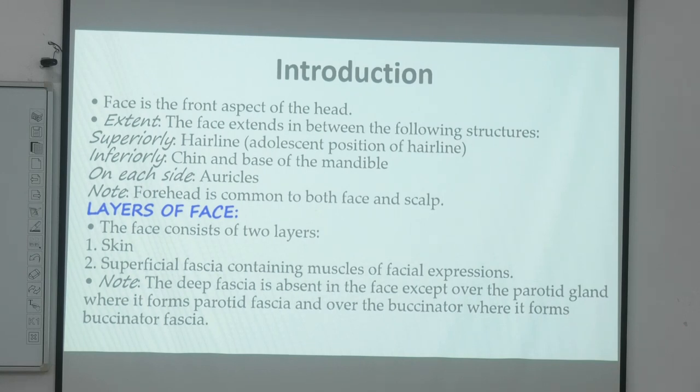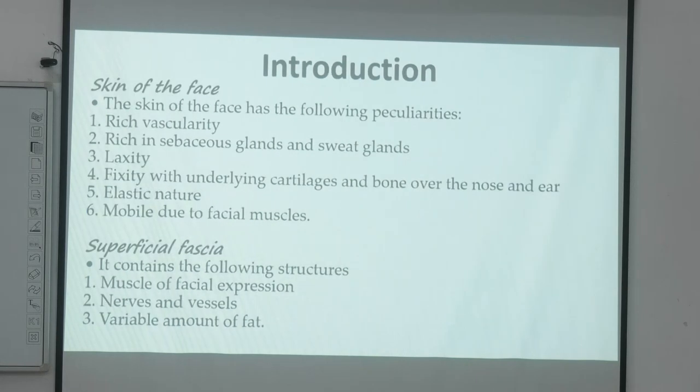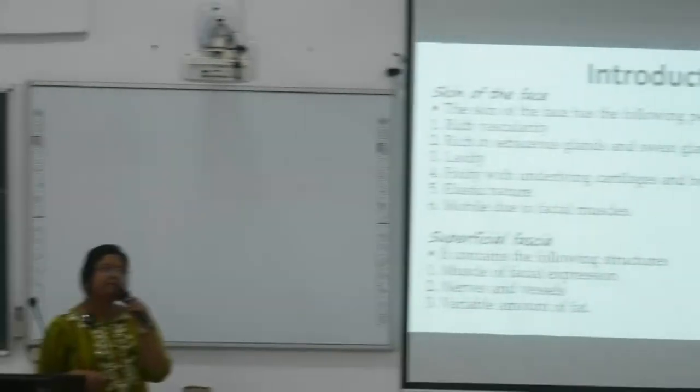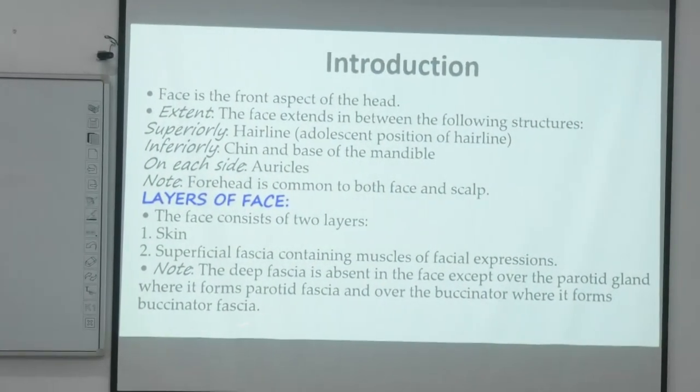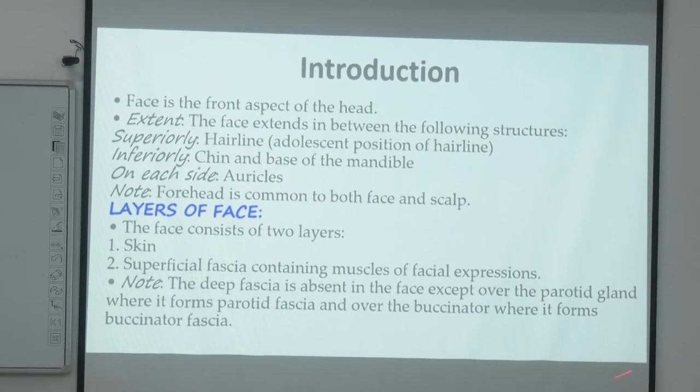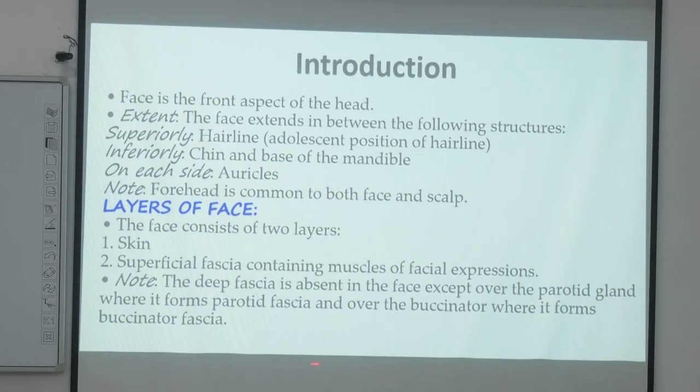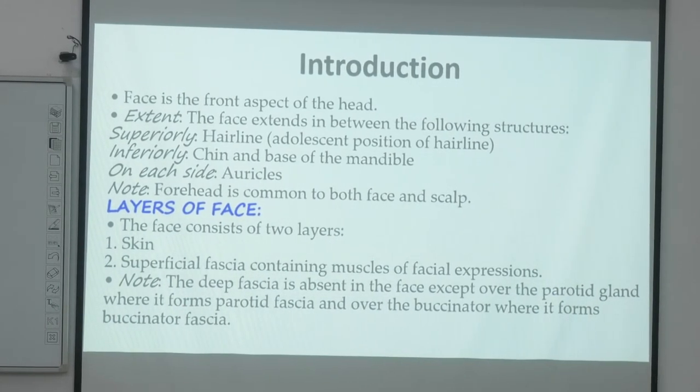Also, it is absent in our abdomen. Okay. Very few areas in our body have the deep fascia absent. So the deep fascia is absent in the face except over the parotid gland, where it forms the parotid fascia, and over the buccinator, where it forms the buccopharyngeal fascia. In these areas, deep fascia is present. You have to remember. Next.